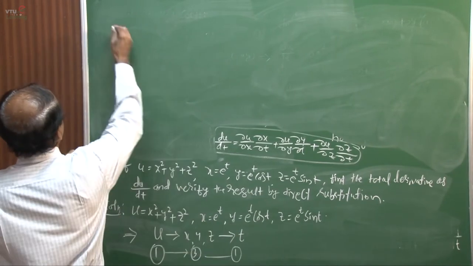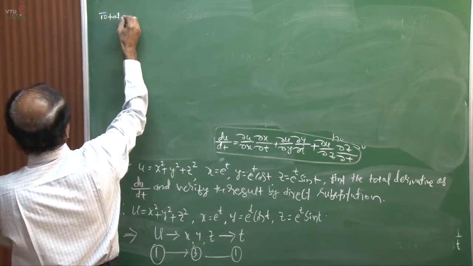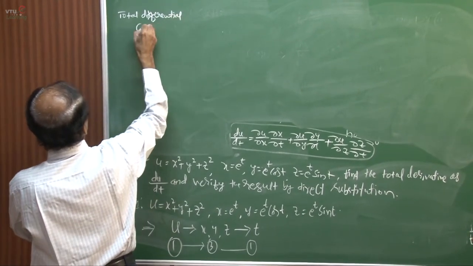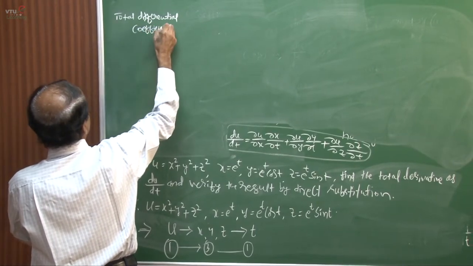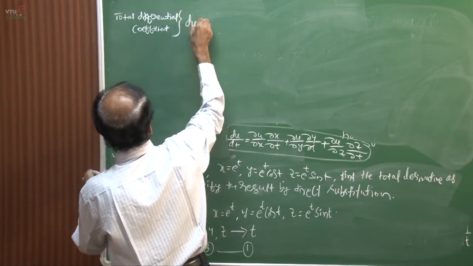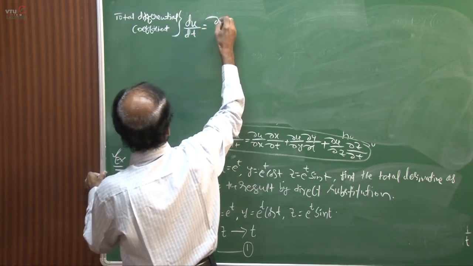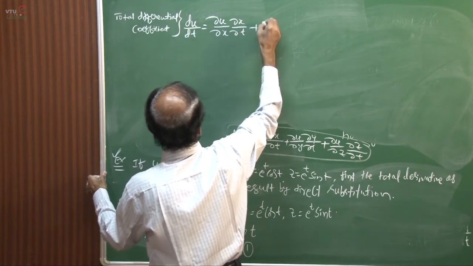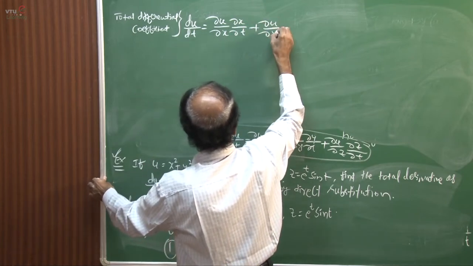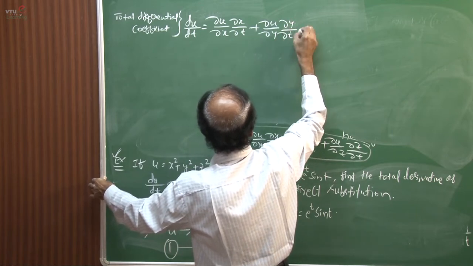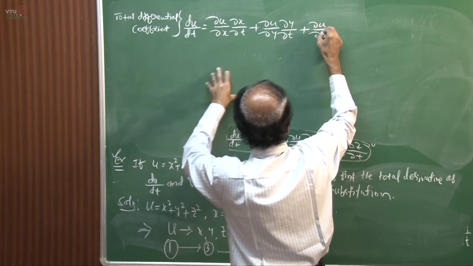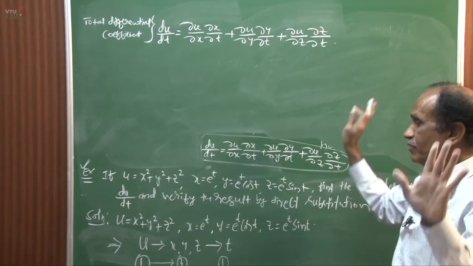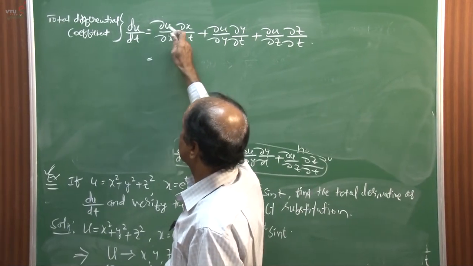Okay. Then the total differential coefficient, what is it? du by dt equals del u by del x into del x by del t, plus del u by del y into del y by del t, plus del u by del z into del z by del t. All the values are available. You write it. Now this is del u by del x.